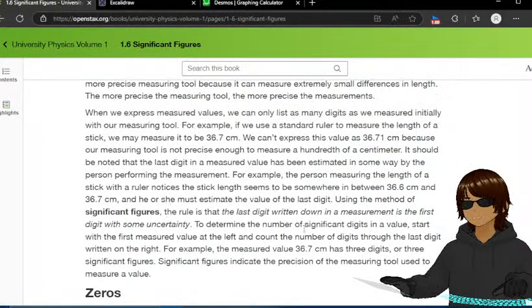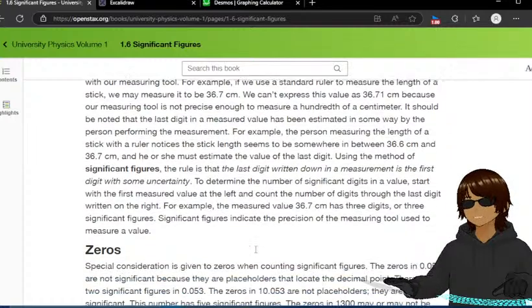To determine the number of significant digits in a value, start with the first measured value at the left and count the number of digits through the last digit written on the right. For example, the measured value 36.7 has 3 digits or 3 significant figures. Significant figures indicate the precision of a measuring tool used to measure a value. So the rule is that the last digit written down in a measurement is the first digit written with some uncertainty.